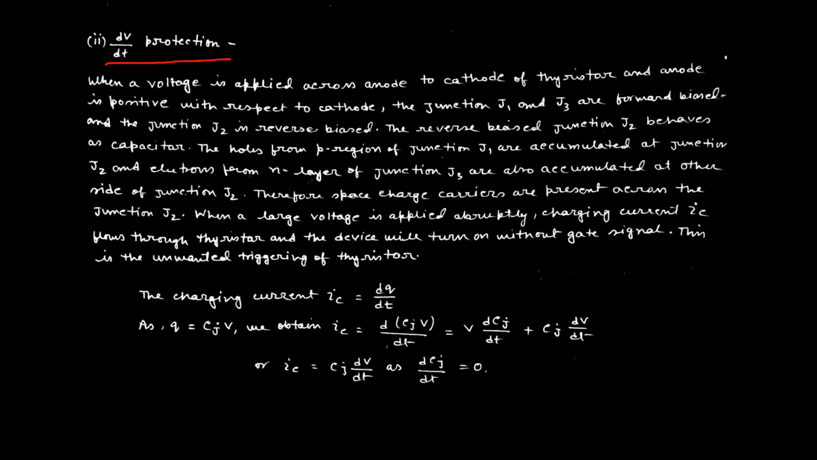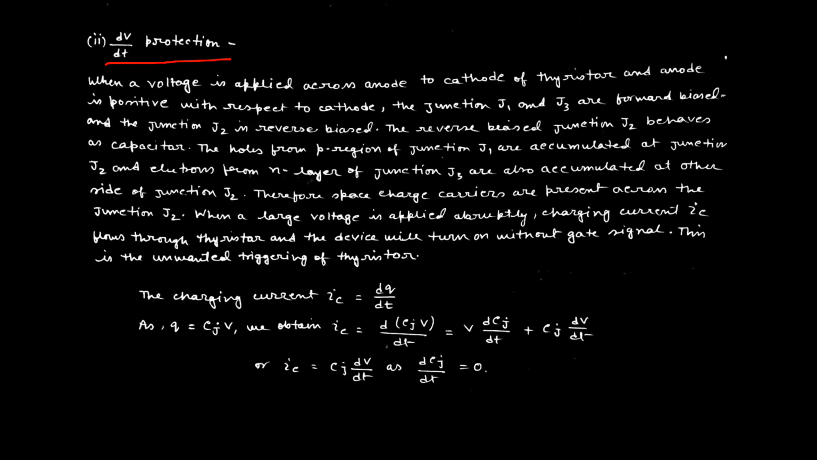Usually, the dV/dt rating of a thyristor is 20 to 500 volts per microsecond. If the value of dV/dt is more than that, what happens? Then the thyristor will be turned on, and there is abnormal triggering of the thyristor. Therefore, a protective circuit should be connected across the thyristor to protect it from the high dV/dt stress coming from the abrupt change of the supply voltage. This kind of protection circuit is called a snubber circuit.